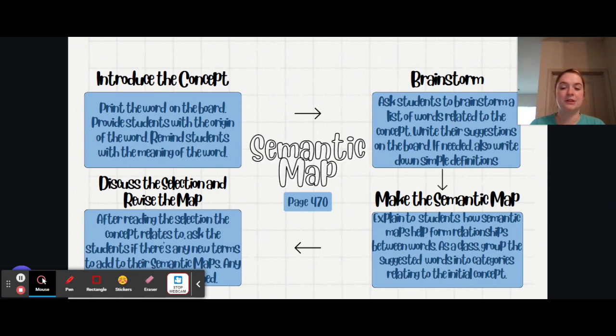landforms. You then want to discuss the selections and revise the map after you read the actual text you've selected to read. So after reading the selection, the concept relates to, ask the students if there's any new terms they'd want to add to their semantic maps. Any new terms also need to be defined, or maybe there's terms that they want to move, that upon reading that text they decide, okay, that's not what that word actually means. Now that I have context, I need to move it.